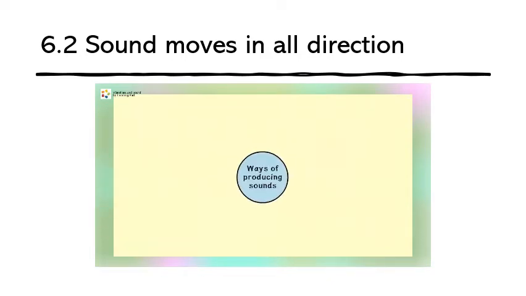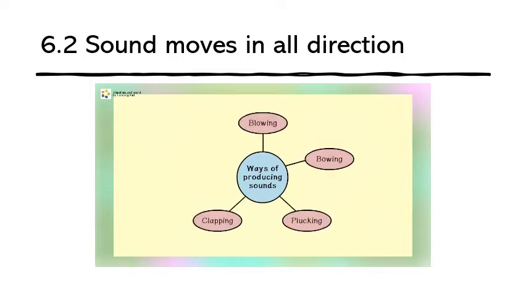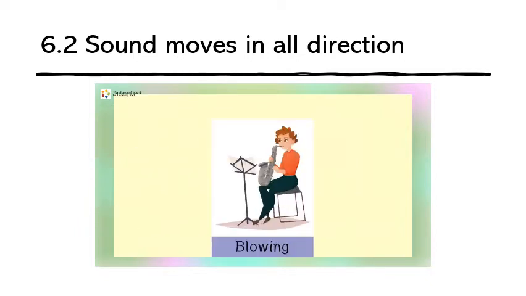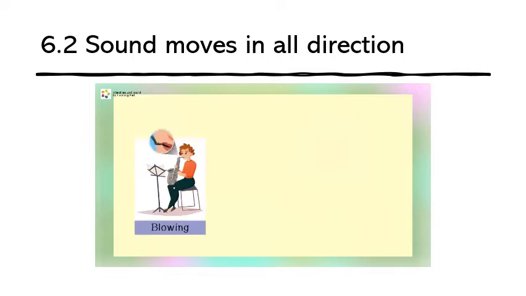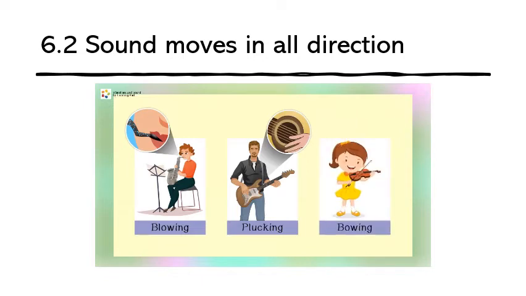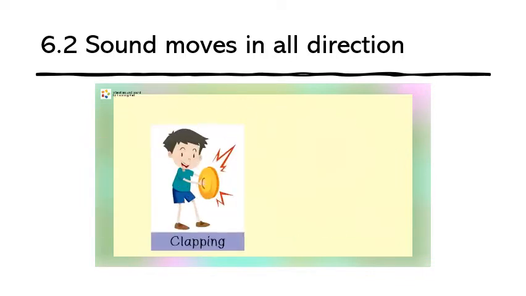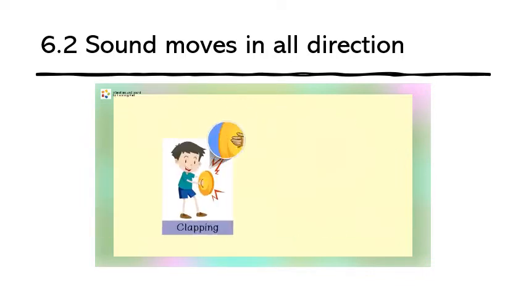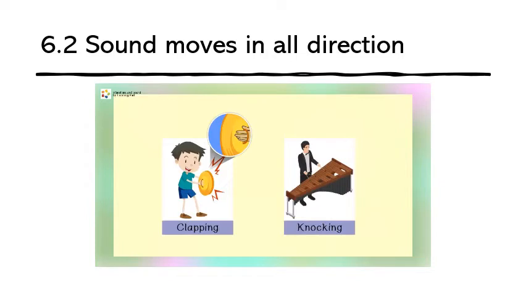Sound is produced in different ways. Examples include blowing, bowing, plucking, clapping, and knocking. The air inside the flute vibrates when it is blown. The strings of the guitar vibrate when they are plucked. And the strings of the violin vibrate when they are bowed. A sound is produced when two cymbals are clapped together. The bars of a xylophone vibrate when someone knocks on them.